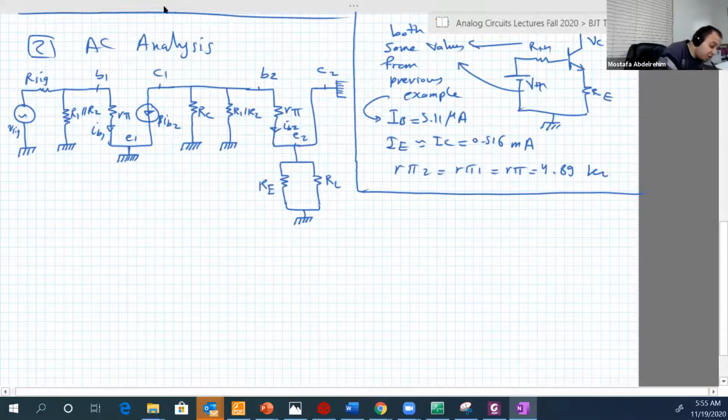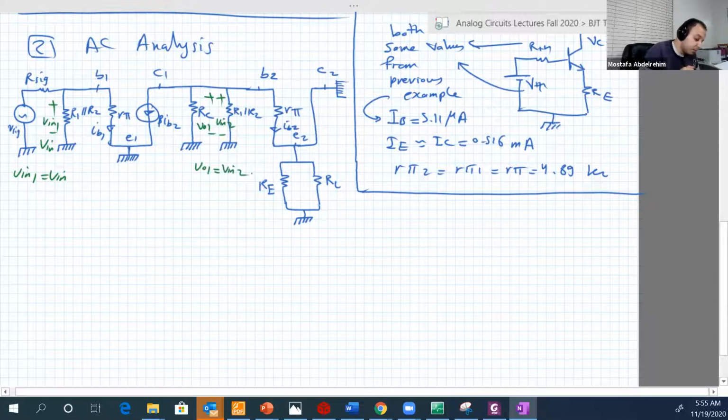And now we finished. Before we continue, just mark where is V input 1, V input 2, and also. So this is V input 1, which happens to be the same as the input of the circuit. So V input 1 is actually equal to the input of the whole circuit. V output 1 is here, which happens to be the same as V input 2. And VO2 here, which happens to be the same as VO of the circuit.